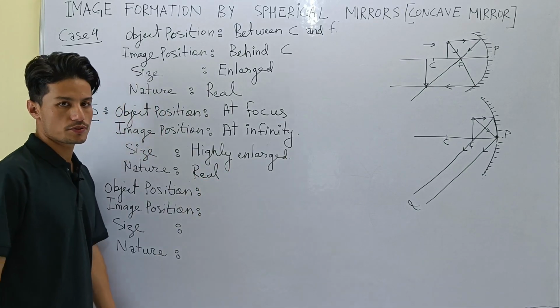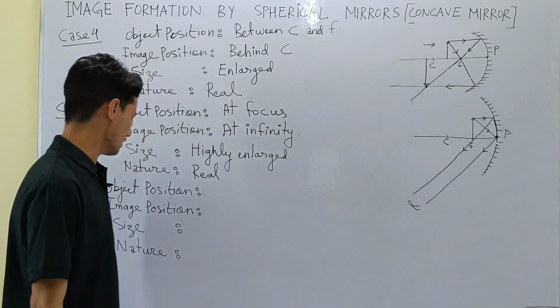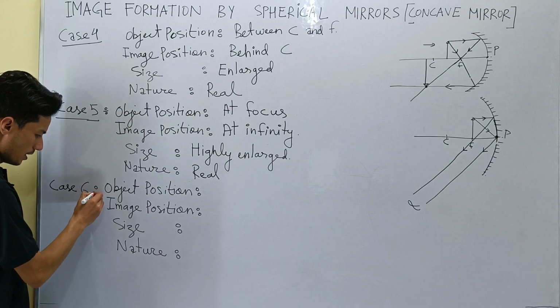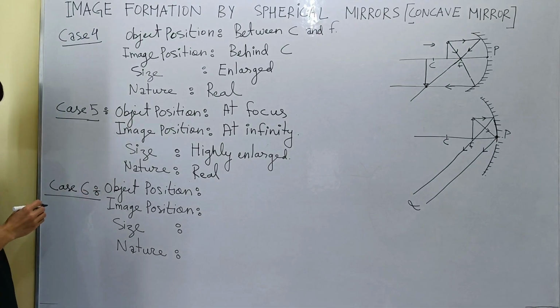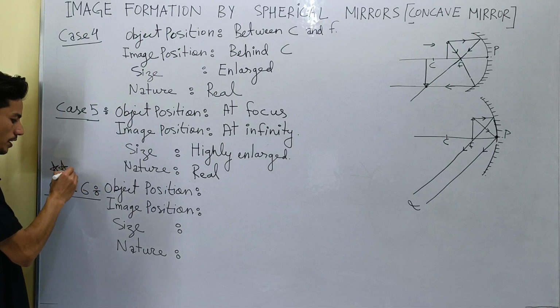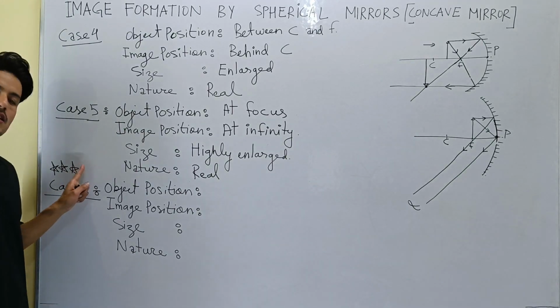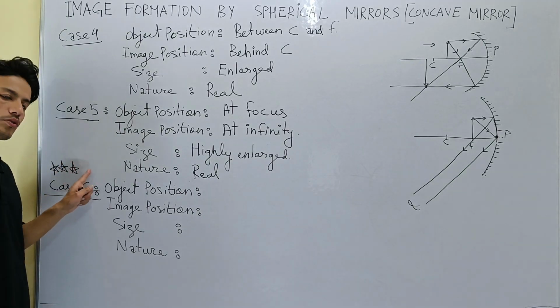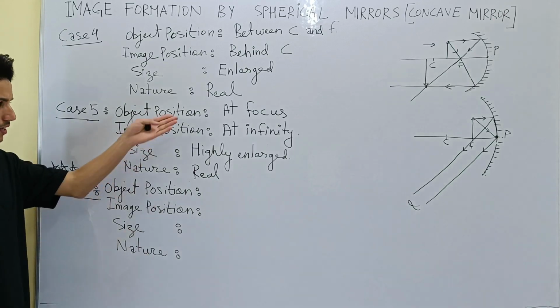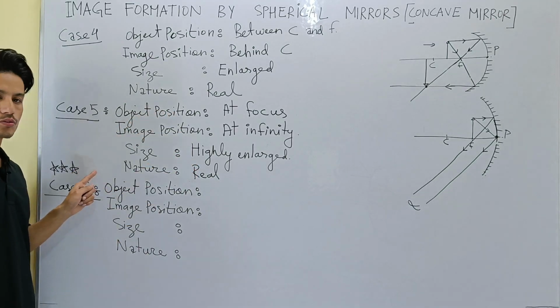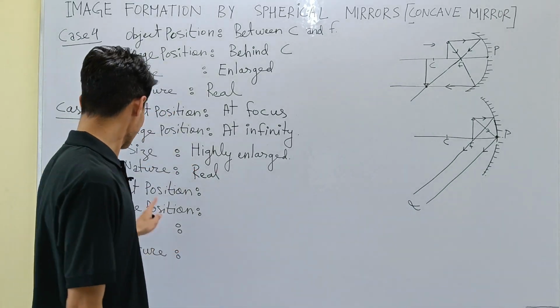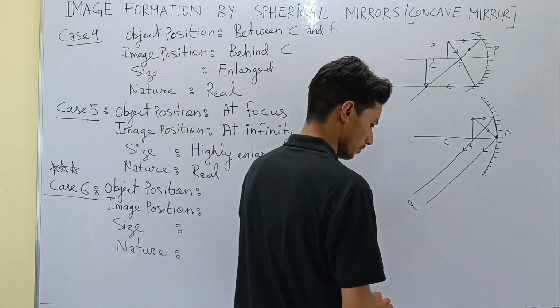Then the last case, case number 6, is always a very important case. This is the last case and also the most important case. Every case is important, but this is also very important. Now let's draw the ray diagram.